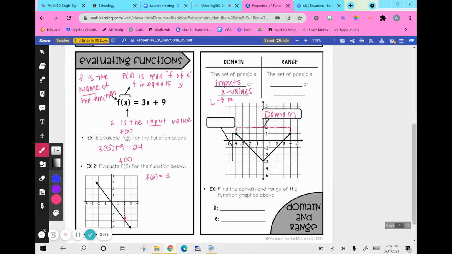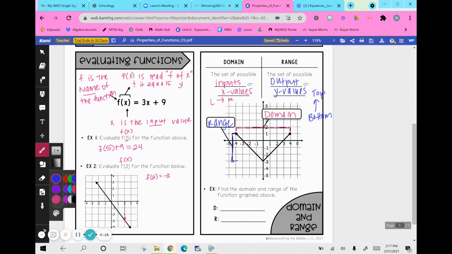Okay, and then the set of possible outputs is my range. I'm going to change the color just so that they're different here. So output is my range, or your y values. And so range is read from bottom to top. You always want to go from least to greatest. So we're going to say bottom to the top. Okay? And it says find the domain and range of the function graphed above.